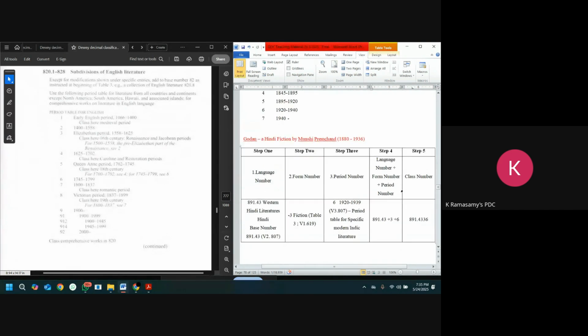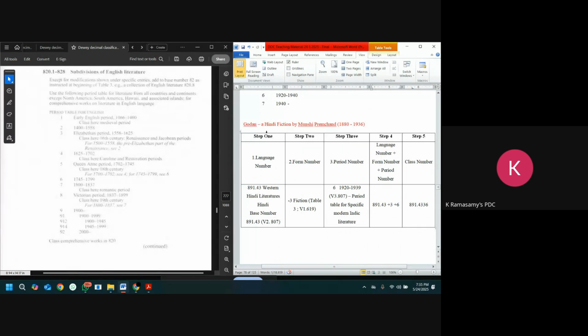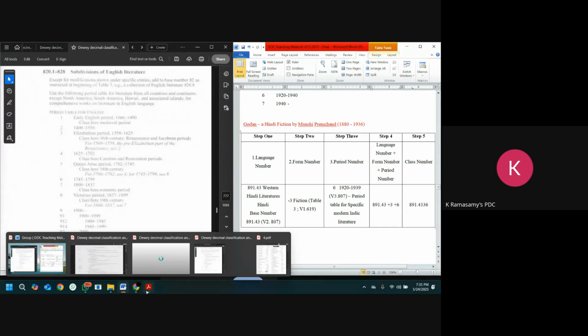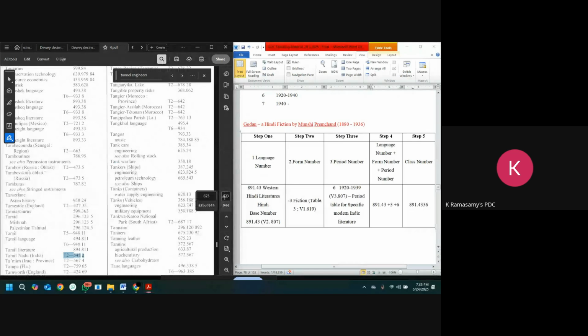I'll give another example. For example, there's a very famous book written by Munshi Premchand, Godan. Okay, Hindi fiction. First of all, I should get the number for Hindi literature. If you don't know the number of Hindi literature, no problem. Please go to the relative index. In the relative index, search for Hindi literature. You get the answer. 891.43 is the number for Hindi literature.